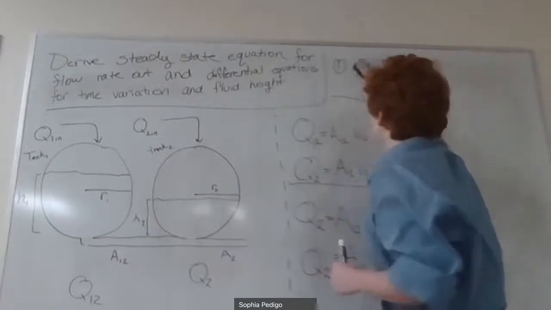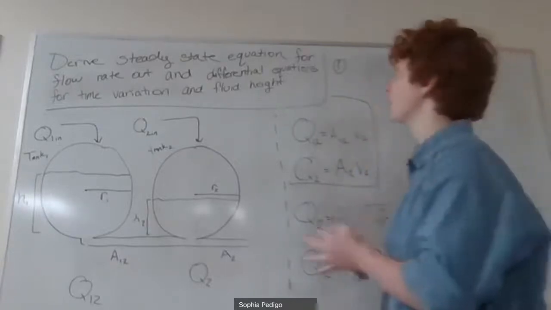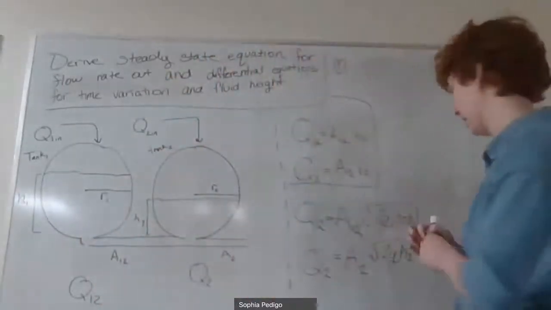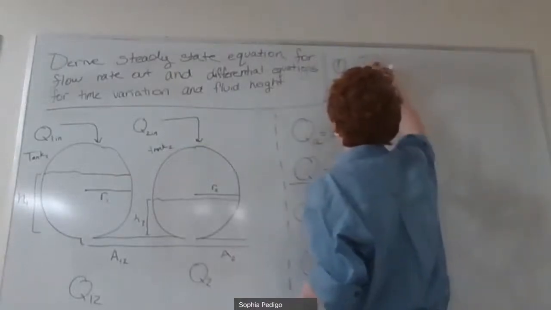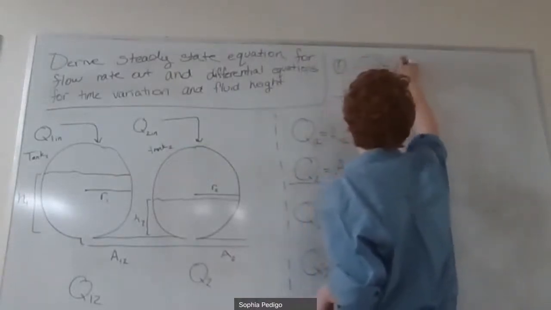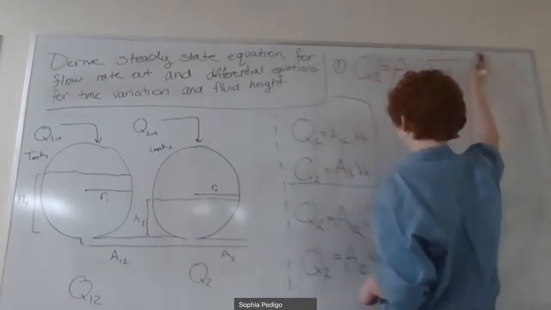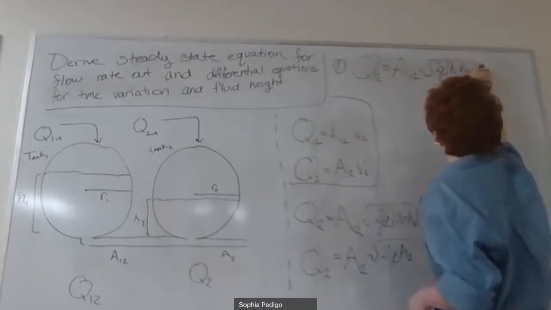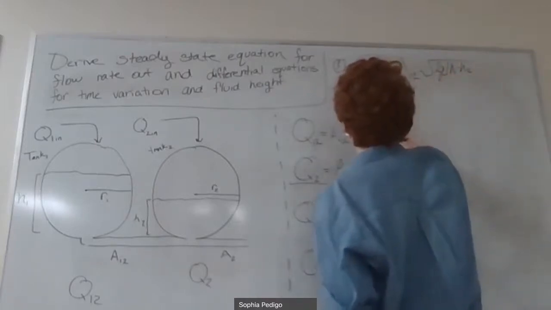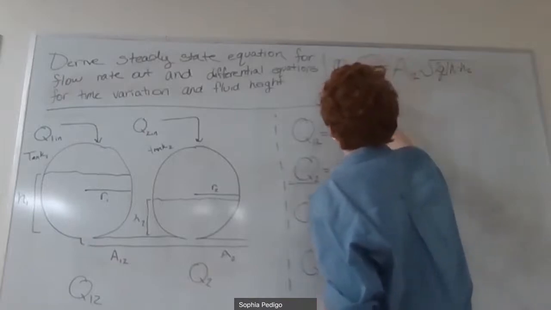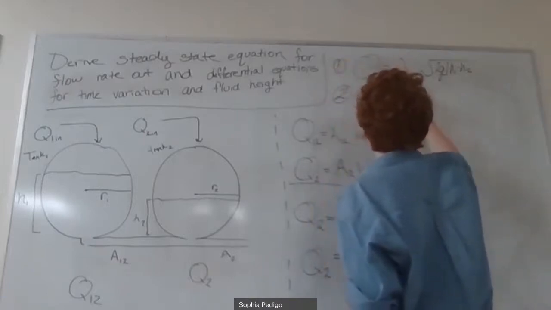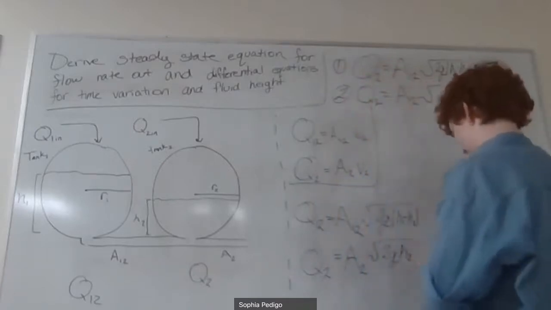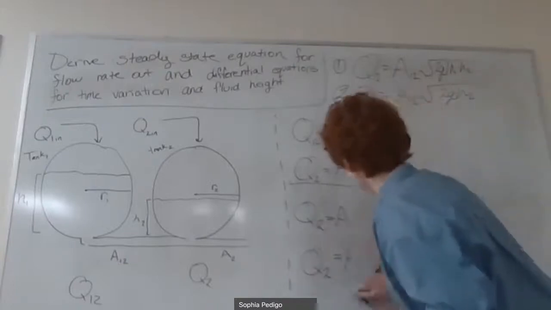Because if you'll notice, we were actually able to solve the first part of this problem, which was find steady state equations for the flow rate out of these spherical tanks, which we've done. So our first equation is going to be Q12 equals A12 multiplied by the square root of 2g times the absolute value of h1 minus h2. And our second equation is going to be Q2 equals A2 square root of 2g h2. I'm going to erase all this here.